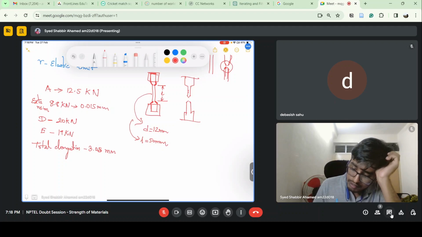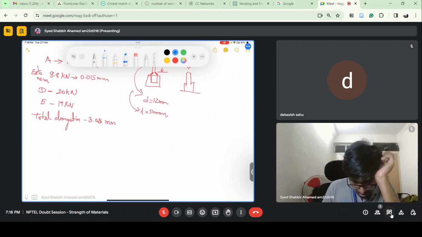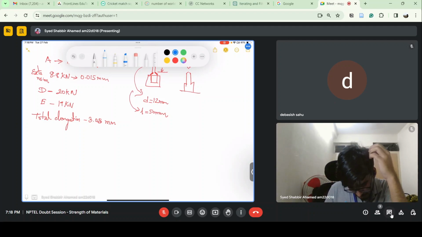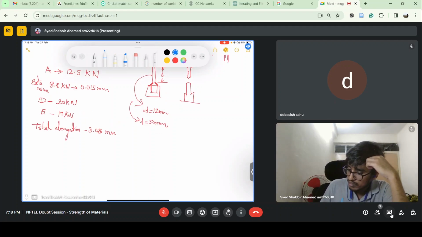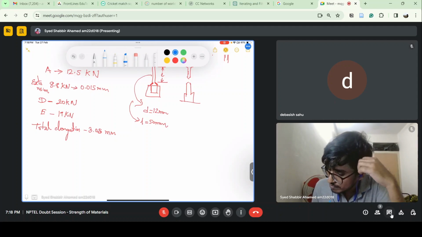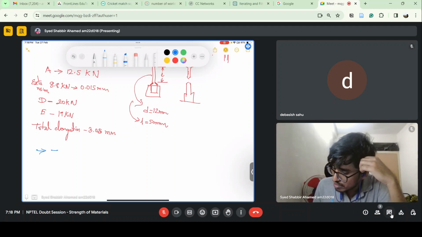First thing, let's see what is the ultimate stress in the specimen during the test. Stress is basically load divided by cross-section area.